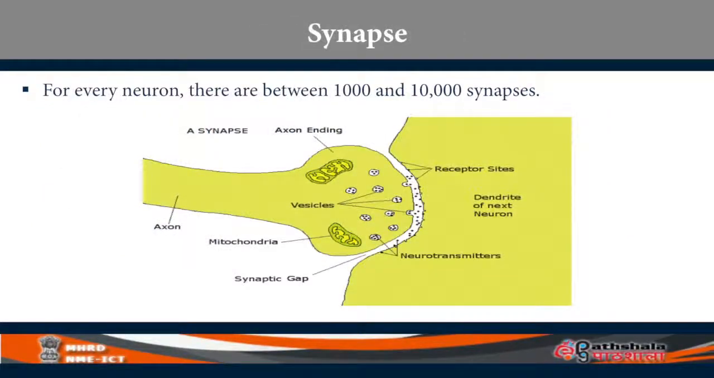Look at the picture on the screen. You see the axon, and it is like a huge head of the axon. It's filled with neurochemical information, mitochondria, and there is a gap between the axon's head and the receptor site. So this is where the exchange of neurochemicals is taking place. When does this take place? In a minute, I will explain what is firing of a neuron and what is traveling of a neural impulse. But synapse is where neurochemical exchange takes place. For every neuron, there are between about 1000 to 10,000 synapses.